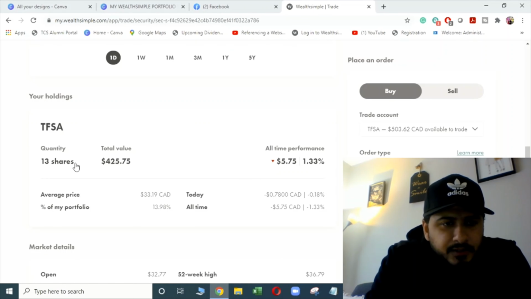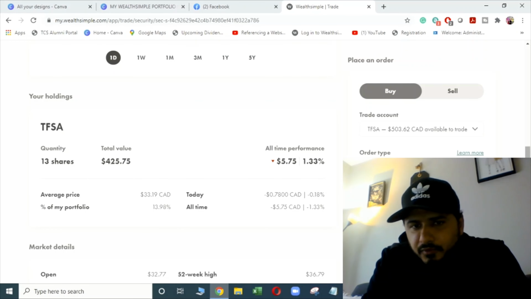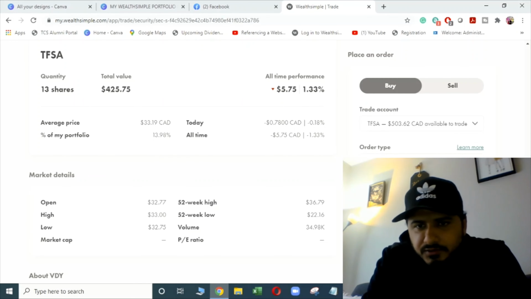So currently I'm holding 13 shares of it with an average price of 33, and near about 14% it's in my portfolio, and we are currently down by $5.